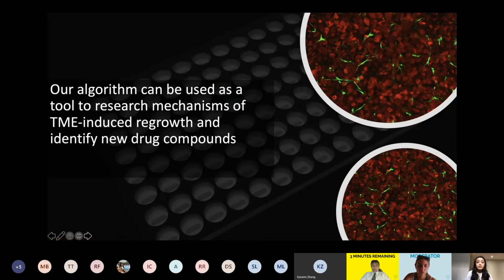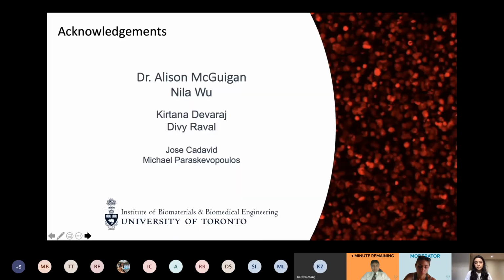In conclusion, our algorithm can be used as a tool to research mechanisms of tumor microenvironment-induced regrowth and identify new drug compounds. This could result in a new drug that could not only treat cancer, but prevent cancer regrowth.